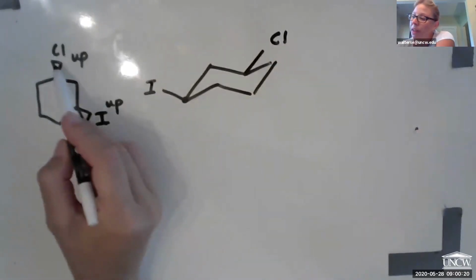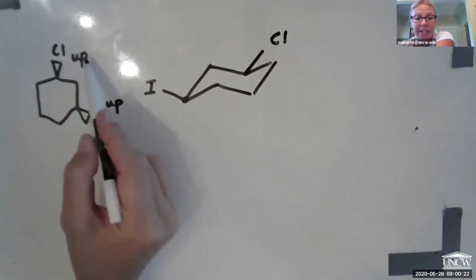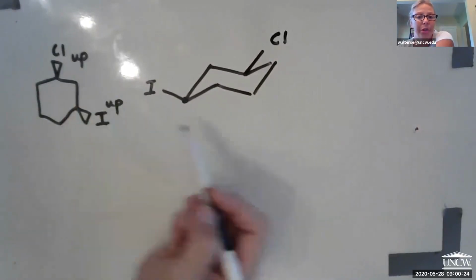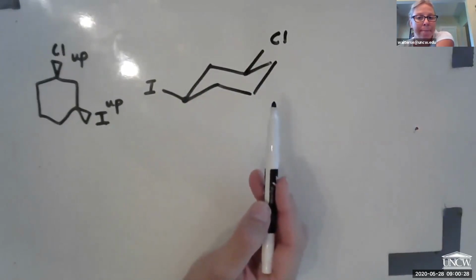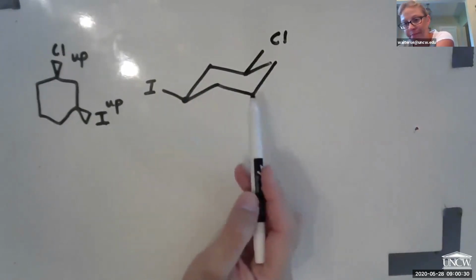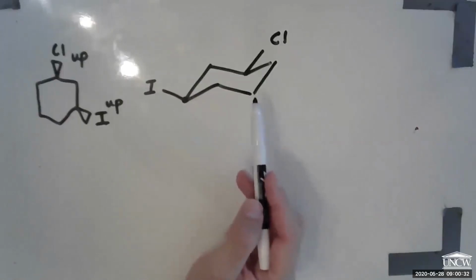So these tell you direction, but they don't tell you axial or equatorial. You only get that information once you put it on a ring. I mean, on the chair. Makes sense. Okay.